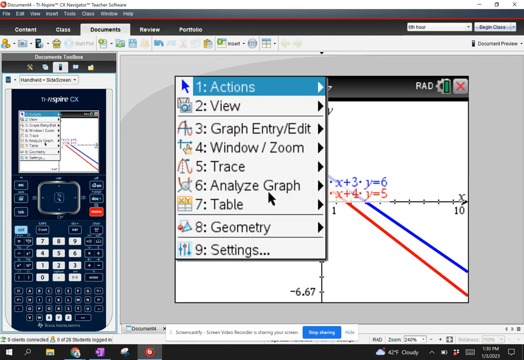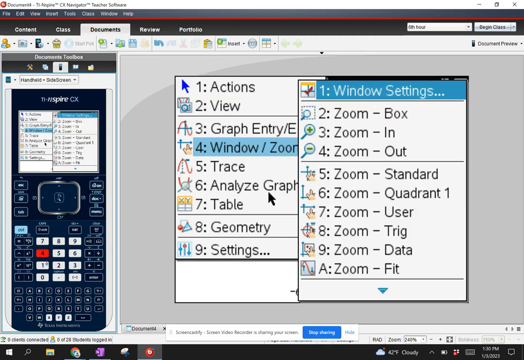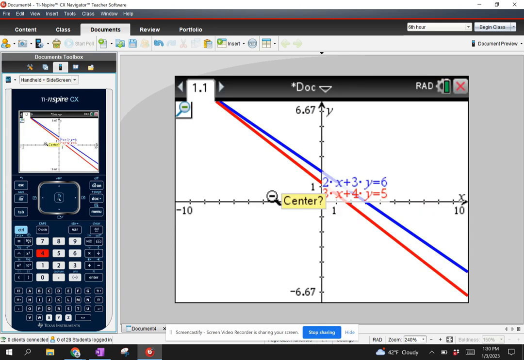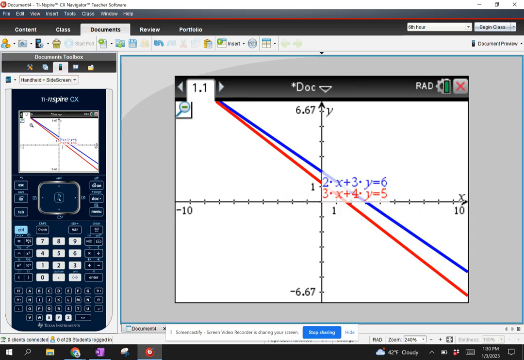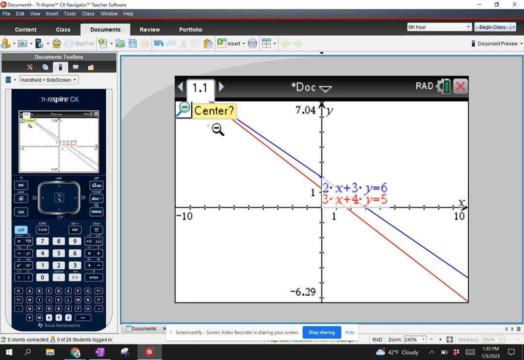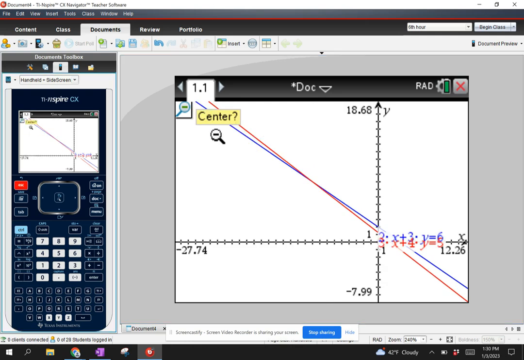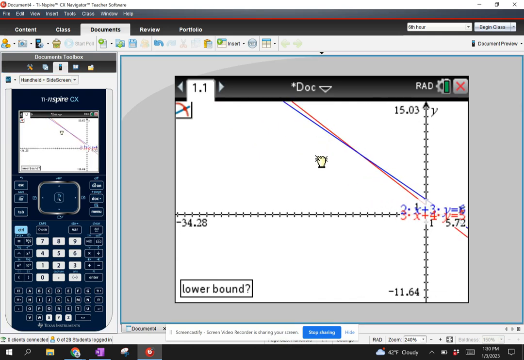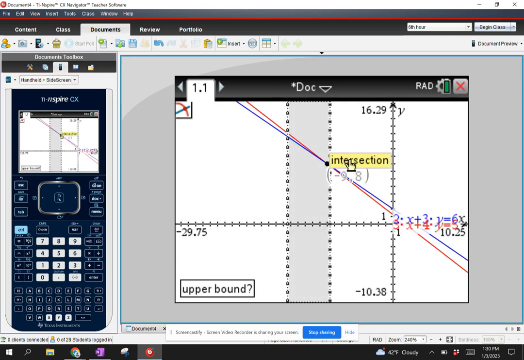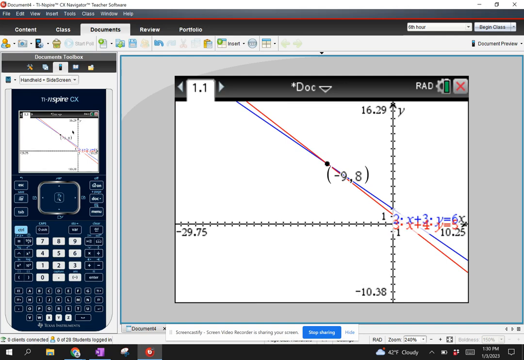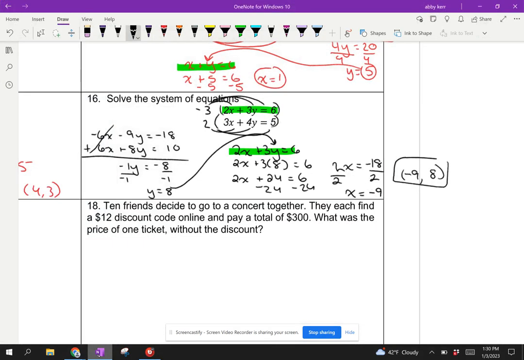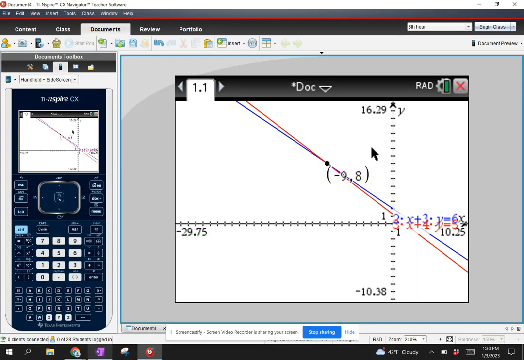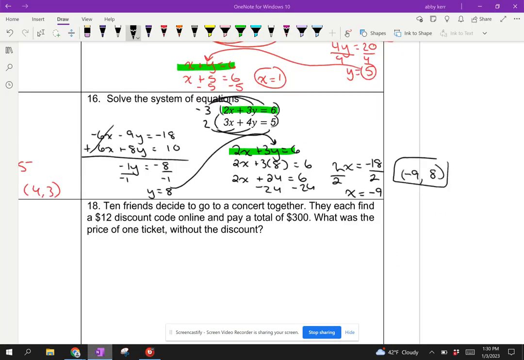So it's off the screen, so you can play with the window, menu 4, and then you can zoom out. You want to go to the area where you think it is. Okay. And then go menu 6-4. And in fact, we found the ordered pair negative 9, 8 using elimination, but it is also negative 9, 8 using graphing.